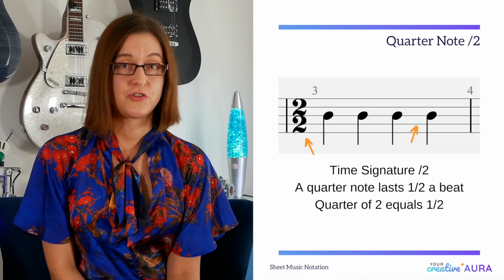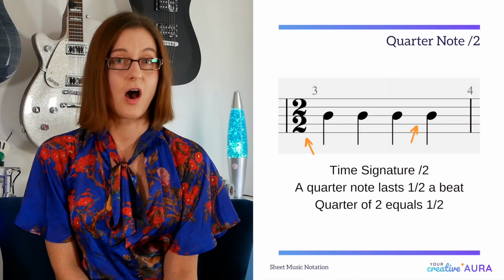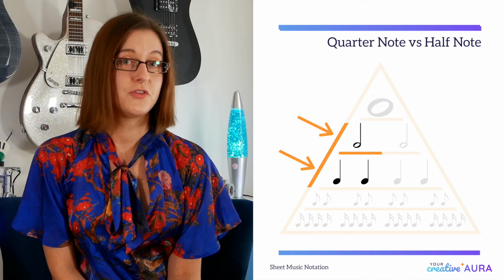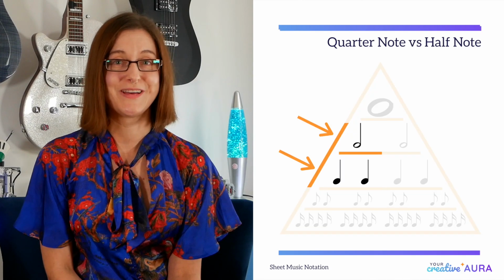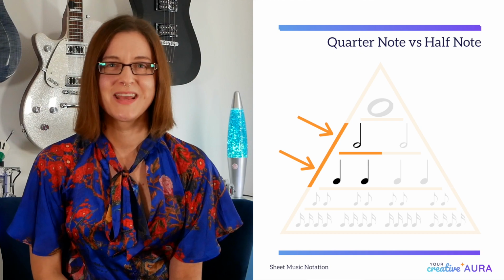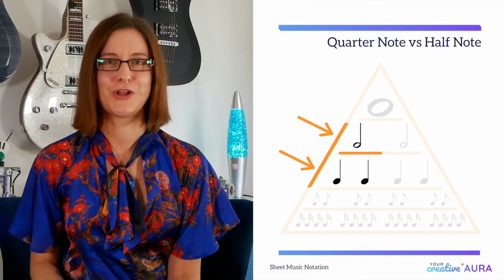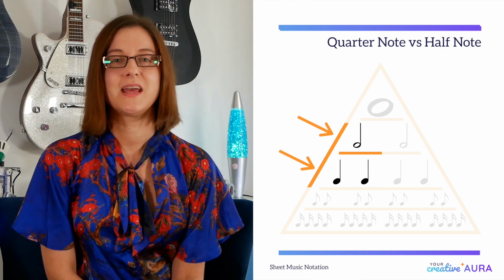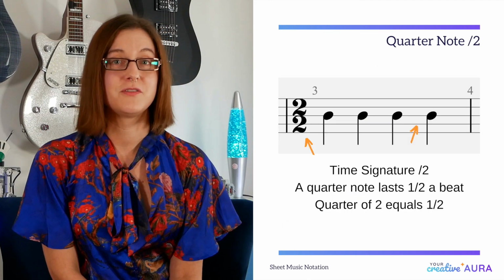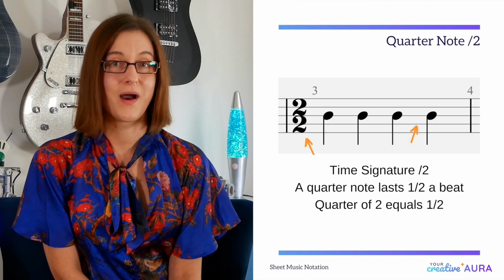In time signature 2/2, a quarter note will last half a beat because a quarter note to a half is a half. In other words, you would need 2 quarter notes to make a half note. Therefore, you'll need 4 quarter notes to fill the bar, as the bar requires 2 beats.